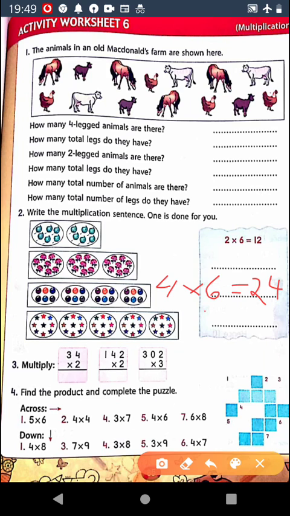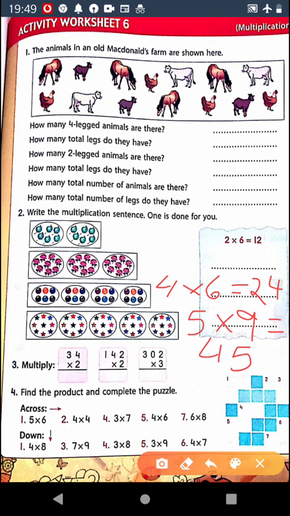How many groups? 5 groups. And 5 multiplied by how many stars in each group? 1, 2, 3, 4, 5, 6, 7, 8, 9. 5 into 9. So 5 groups having 9 stars each. That is 5 multiplied by 9 is equal to 5 nines are 45.